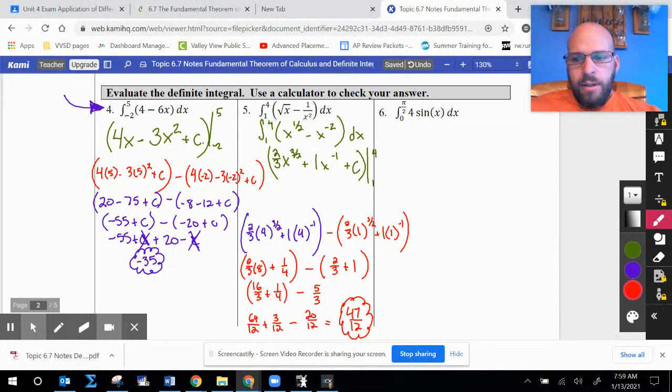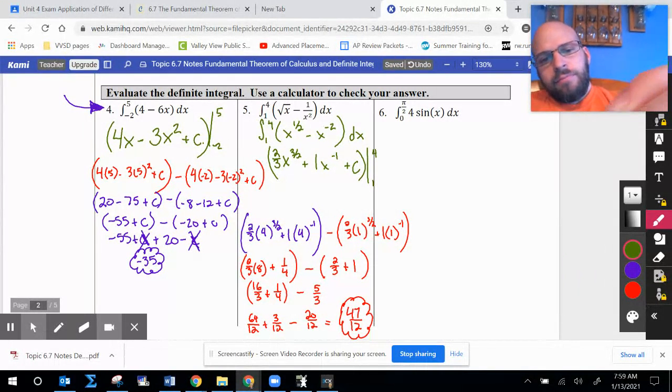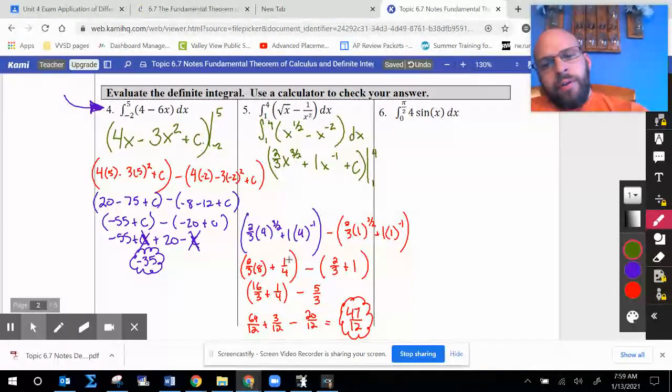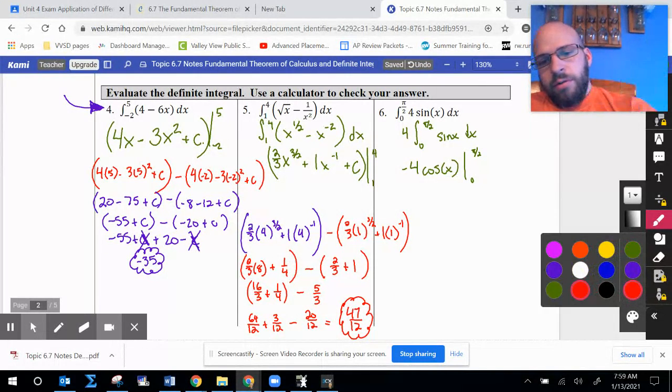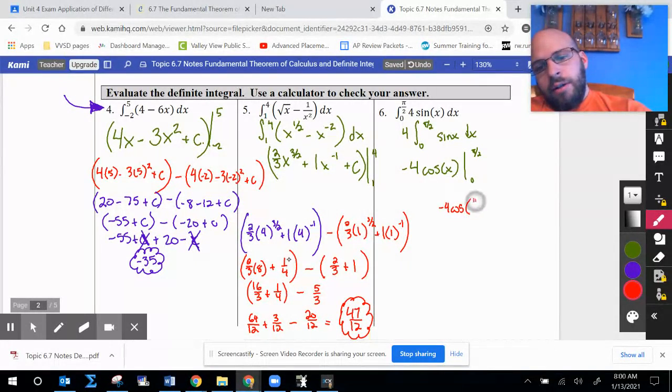Okay. So let's do one with trig. Same idea. So if I take the antiderivative of 4 sine, well, using the properties we learned in the last class, I can take that 4 out front. And the antiderivative of sine is a negative cosine. And I want to evaluate that from 0 to pi/2. So I'm going to do a -4 cosine of pi/2 minus a -4 cosine of 0. You have to be very careful with your negatives here.